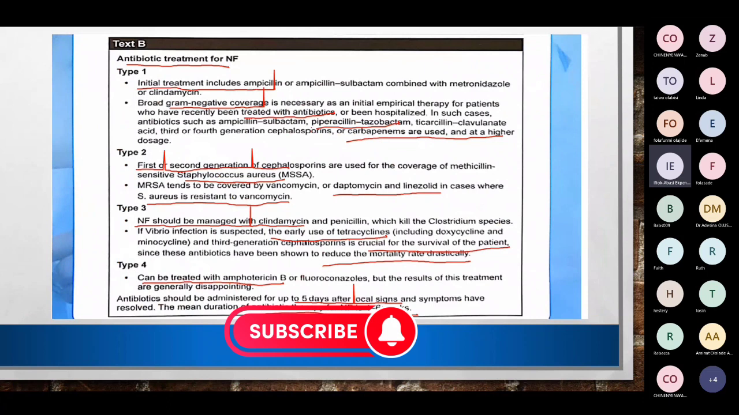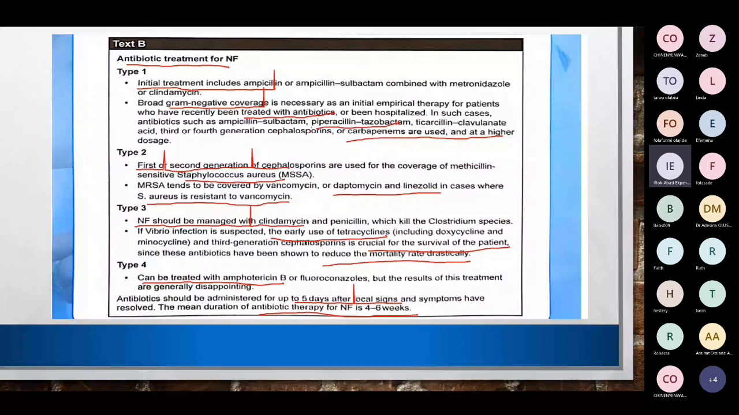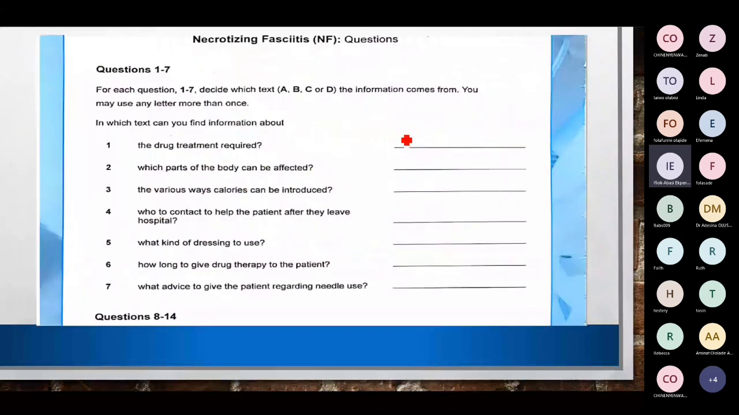You can see now how simple it is. Like I said, B talks about, the opening words, the subheader in B was what? Antibiotic treatment for NF. Antibiotics are medication. Antibiotics are considered a drug. So your answer automatically is B without you thinking twice. So here your answer is B.